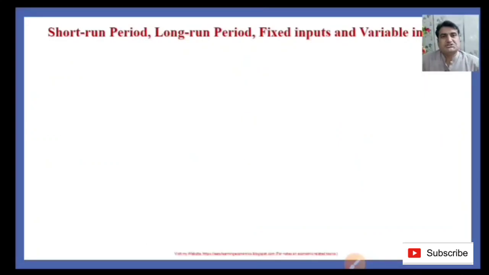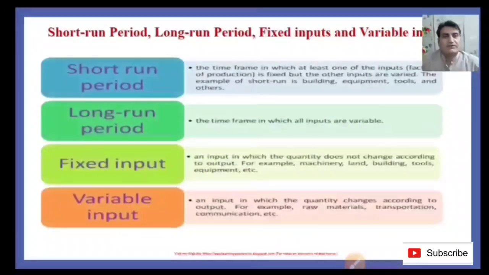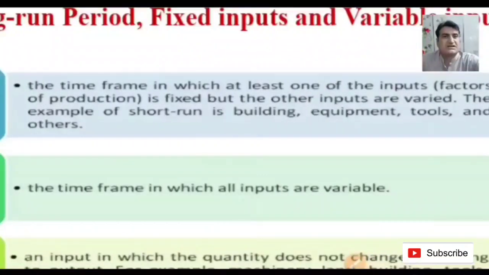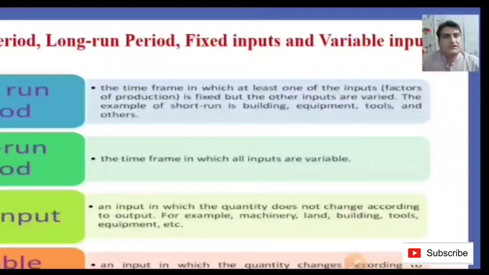What is the difference between short run period and long run period, and how can we define fixed inputs and variable inputs? Here we will learn the short run. The short run means the time frame in which at least one of the input factors of production is fixed but the other inputs are varied. The short run is a period during which some of the inputs remain fixed. So the firm has not sufficient time to shift from one place to another or to install new machinery or plant, but the firm can bring changes in the variable factors, keeping the fixed factors fixed.